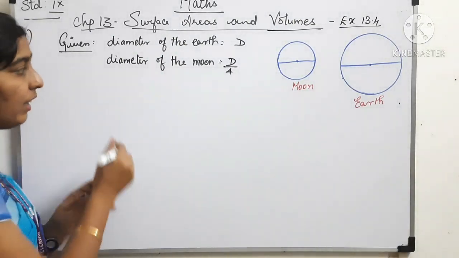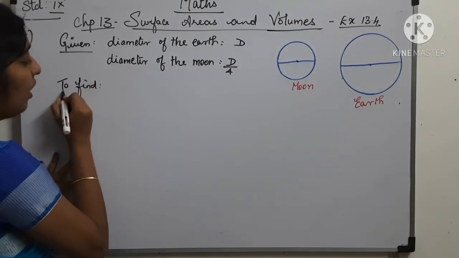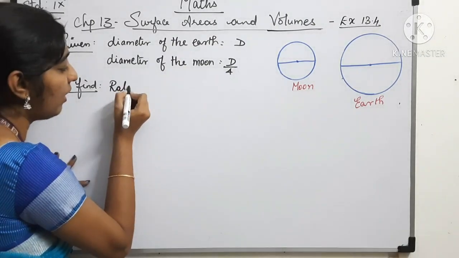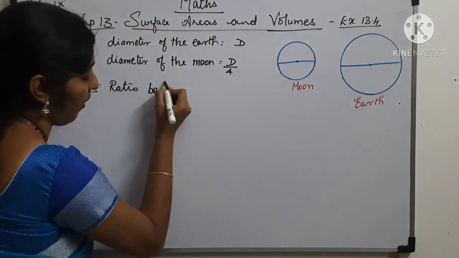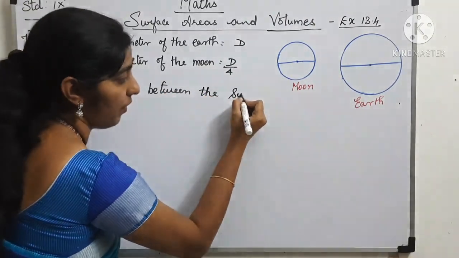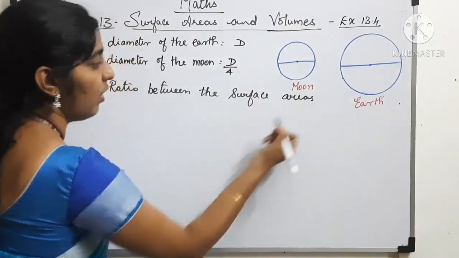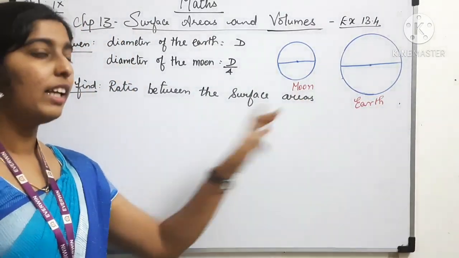Now what we have to find? We have to find ratio between the surface areas of the moon and the earth.